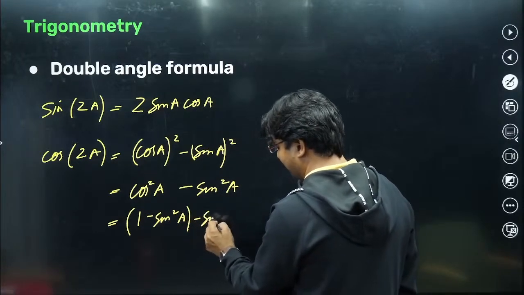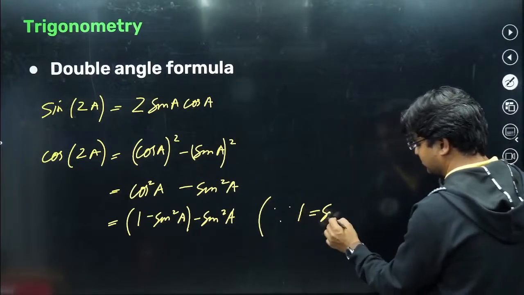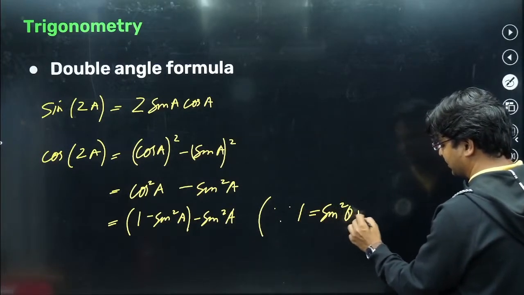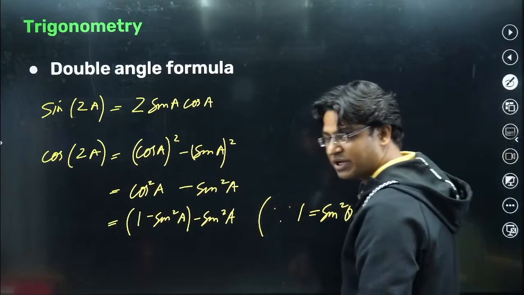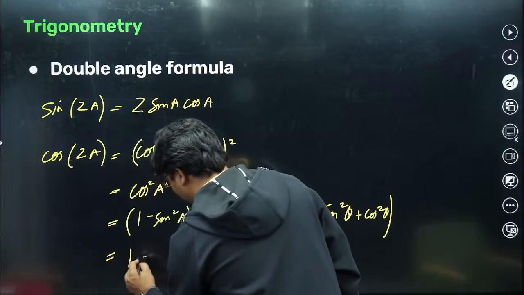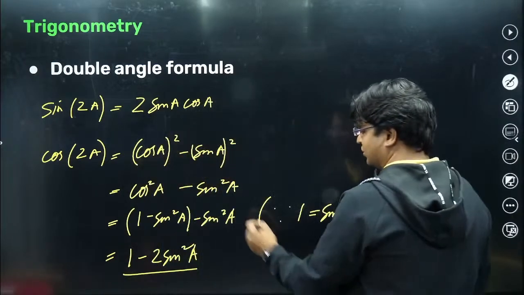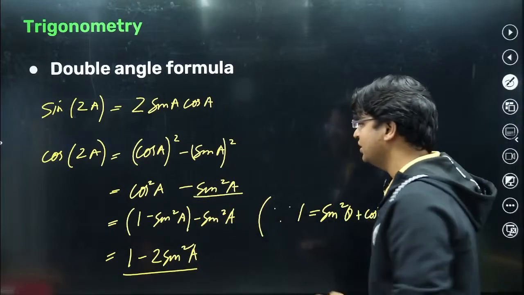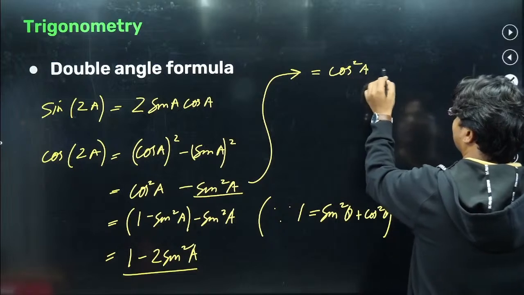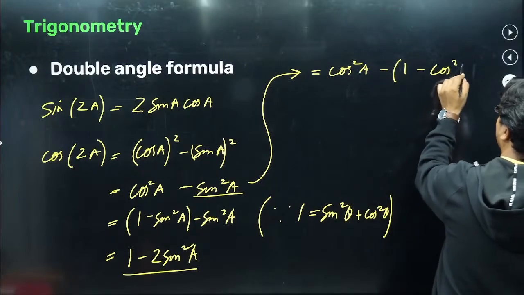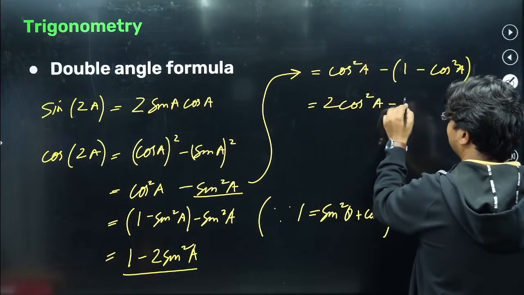And from where did I write this? I write this using the identity 1 is equal to sine square theta plus cos square theta. So cos square can be written as 1 minus sine square. That is what I've done here. So this will become 1 minus 2 sine square A. Or else you could have replaced the sine square in terms of cos square. Even that you could have done. So it would have become cos square A minus 1 minus cos square A, and then it would have become 2 cos square A minus 1.